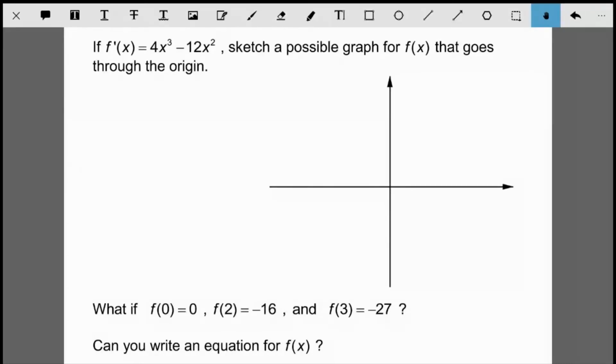And again, notice this time they gave us what we call an anchor point, a point that fixes our function into a location. They told us it has to go through the origin. So go ahead and pause the video, take a few minutes, sketch the graph, and then when you unpause it, I'll show you my solution.